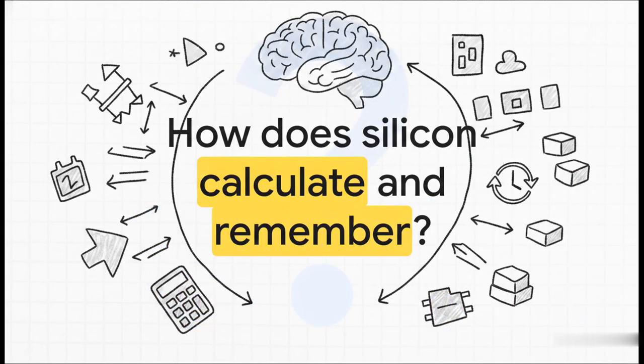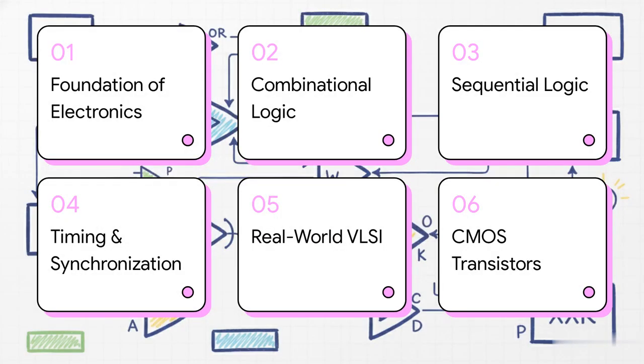It really all starts with this one wild question. How does a lifeless, static piece of rock, basically silicon, actually learn to calculate and remember? Well, it helps to think of a computer processor kind of like a brain, but a brain with two very distinct hemispheres. You've got one half that's dedicated to pure in-the-moment reactions, and another half dedicated strictly to memory and keeping time. So here is our roadmap for the explainer.